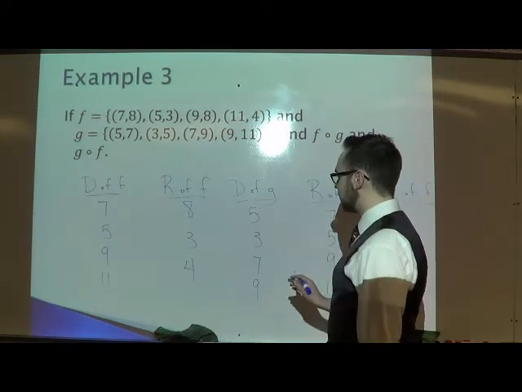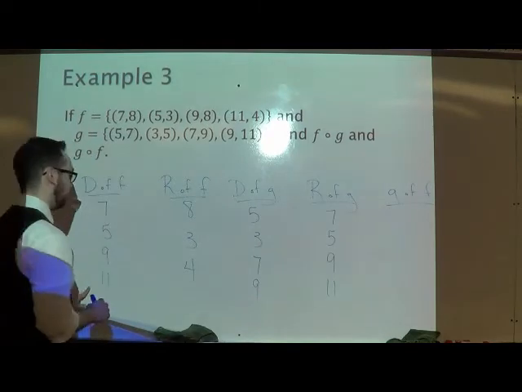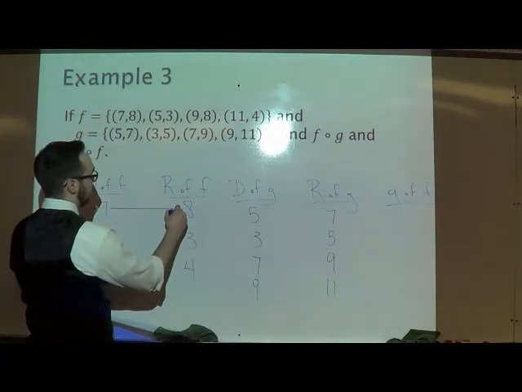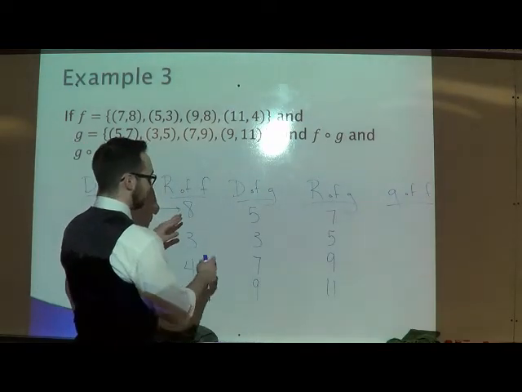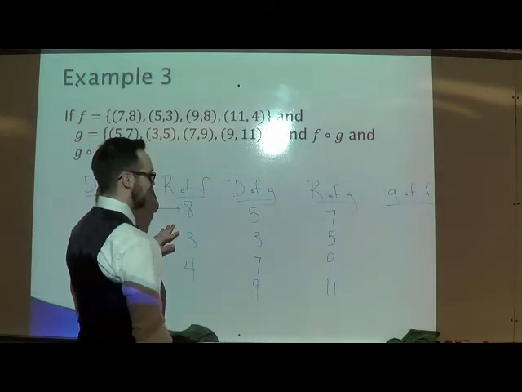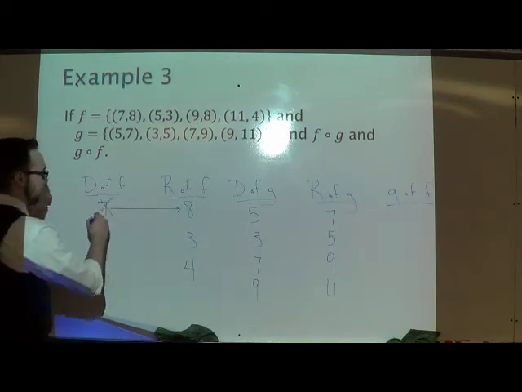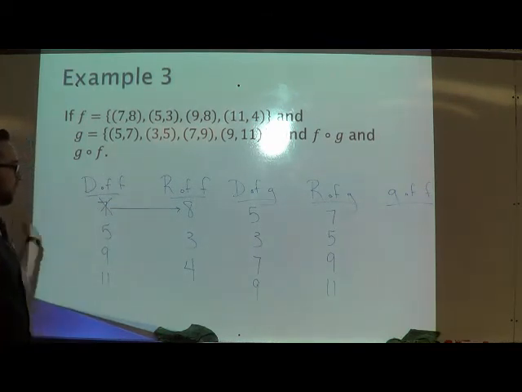Now with this one it's a little different because we start over here with the domain, we follow through. So the 7 in f points to the 8. The 8 doesn't match up, it's a dead end. There's nowhere for this one to go. So this one doesn't lead us anywhere. There is no point associated with it coming out the other side.